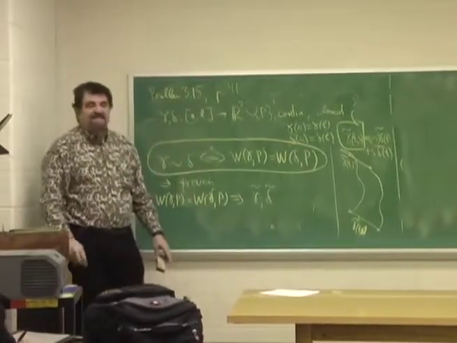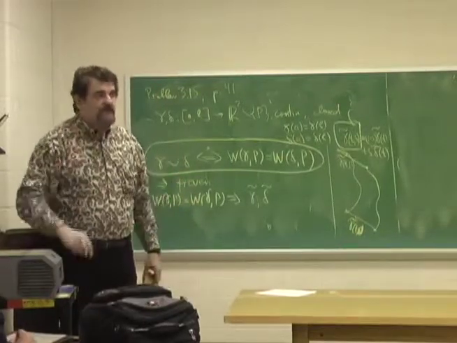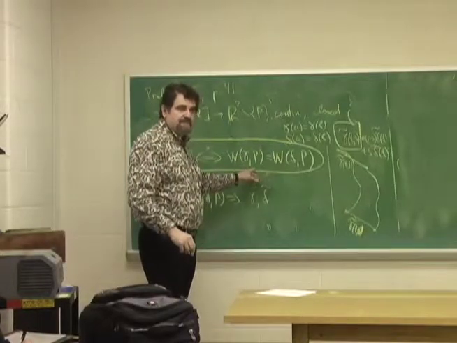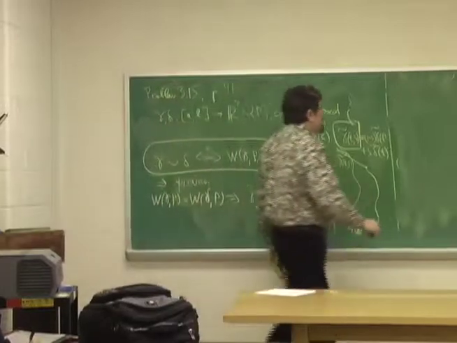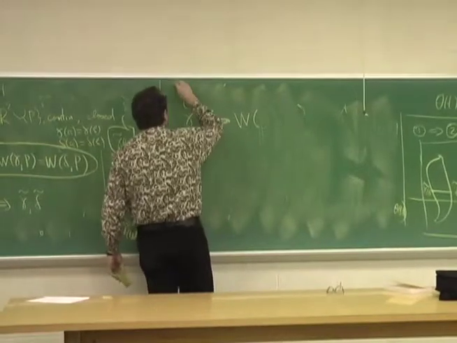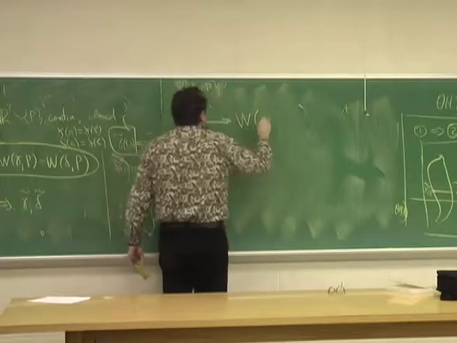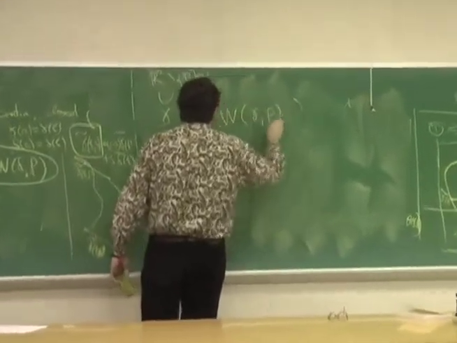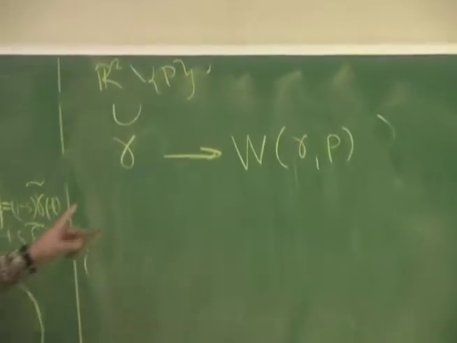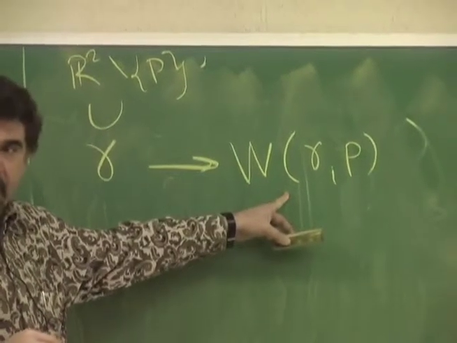It means that the class of homotopic closed curves in the plane without one point is completely determined by the winding number. So I take gamma in R2 minus P and send it to this number. What does it say? It says that equivalent gammas go to the same numbers, correct?